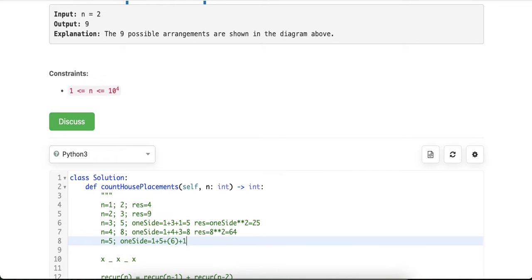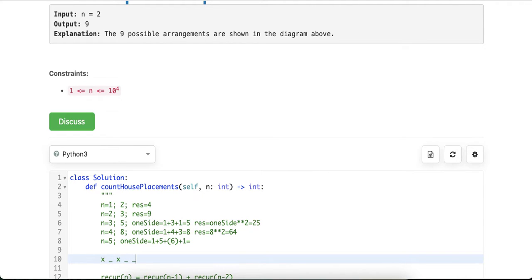Yeah. When we have 4 houses, it's already impossible. In total, this is 6. Wait. 1 plus... When we have 4 houses, yeah, it's impossible. When we have 3 houses, like this. Well, when we have 2 houses, what was it?